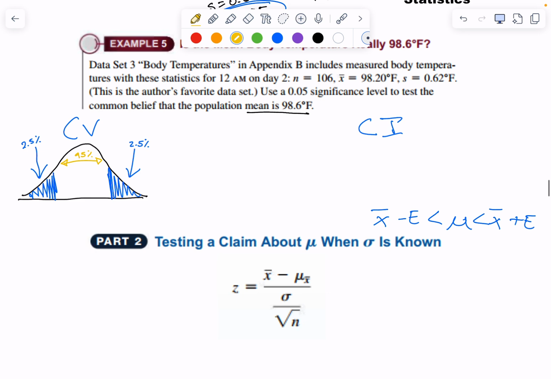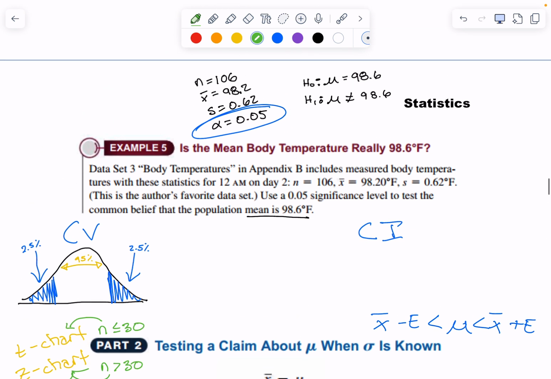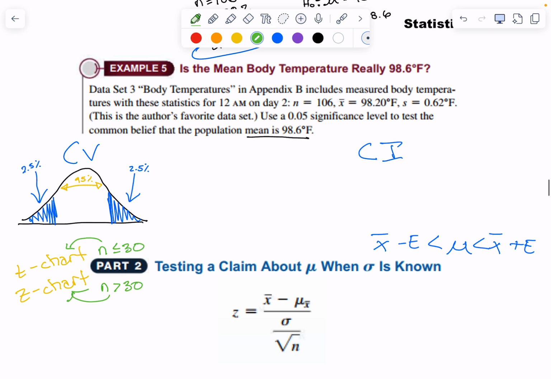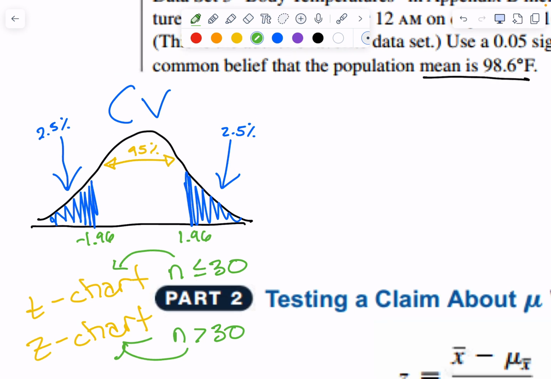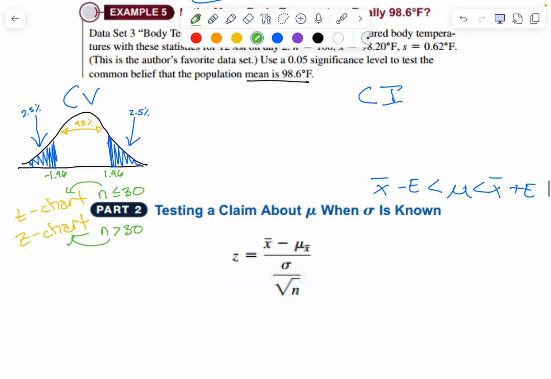All right, now we have to decide, because we're doing mean, if we're going to use the T chart or the Z chart. How do I know which one to use? If n is less than or equal to 30, I use the T chart. If n is greater than 30, I use the Z chart. And here my n is 106, so I'm going to use the Z chart. So I look up on the Z chart, 95% in the bottom left corner, and it is like 1.96. 1.96 and negative 1.96.